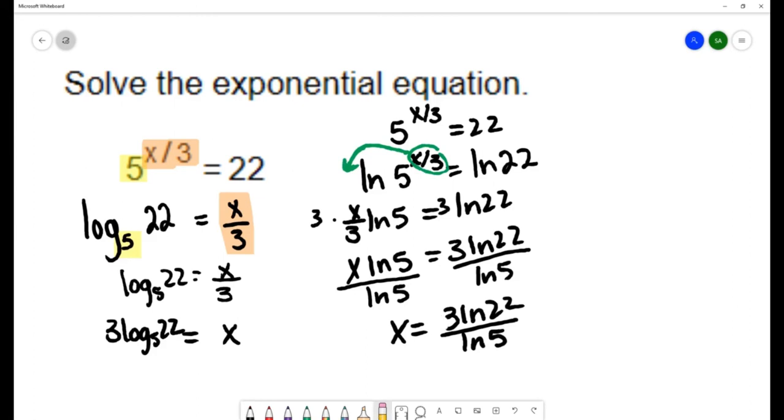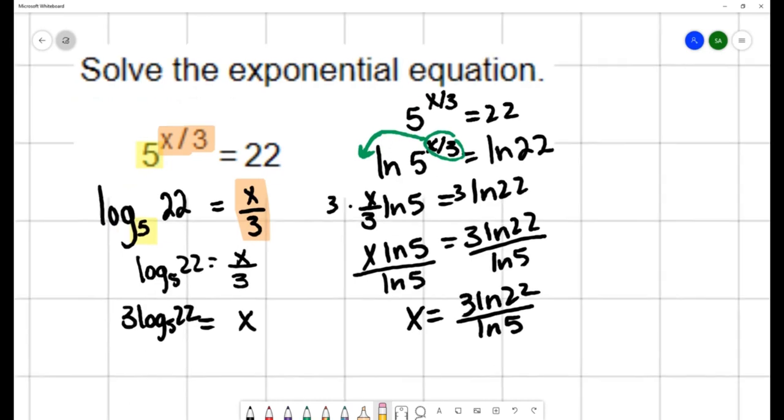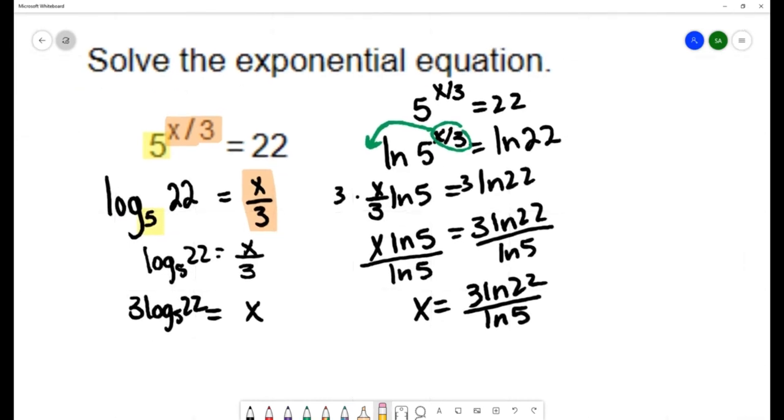Now these answers look different from each other, but they're actually equivalent because we can use the change of base formula to convert this base 5 that you see on the left to a natural log. And using the change of base formula, you would get natural log of 22 over natural log of 5, and these answers, as I said, are equivalent to each other. So our solution is x equals 3 natural log of 22 over 5.